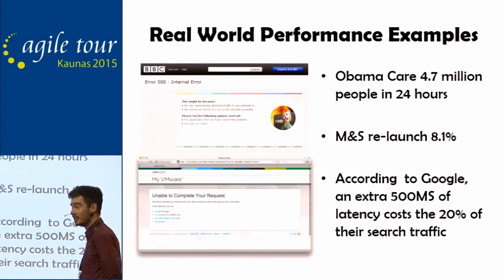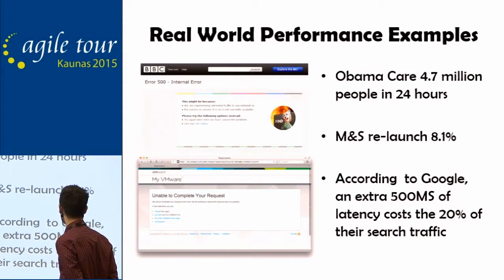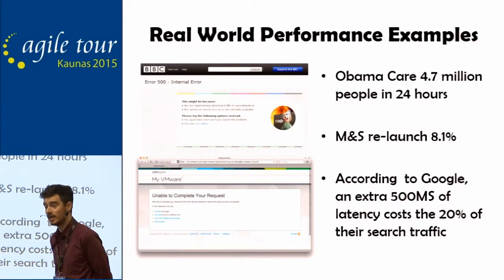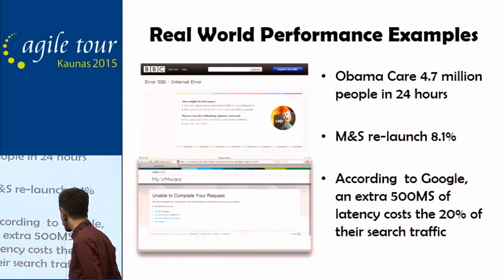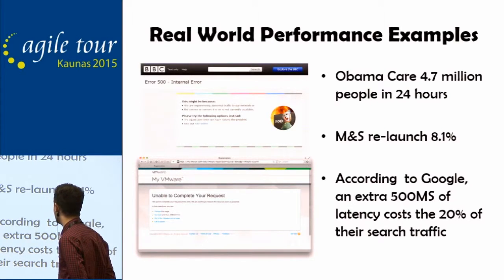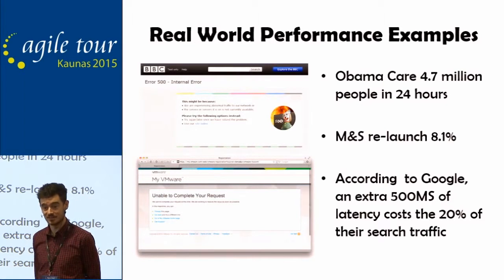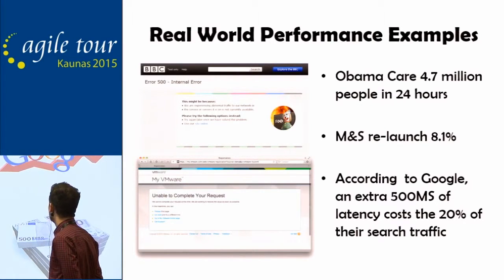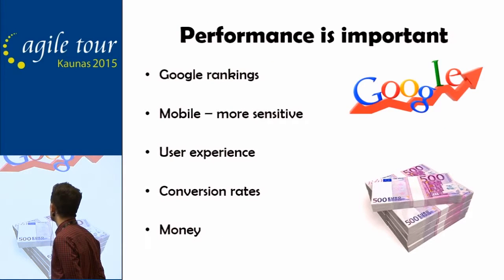Google. So everyone knows Google, don't they? Well, yeah, doesn't need any explanation. And a few years ago, they discussed performance, and they said an extra 500 milliseconds of latency costs them around 20% of their search traffic. So some pretty big figures there, because if you can imagine what 20% of Google's traffic is, that's a lot. So again, performance is important.